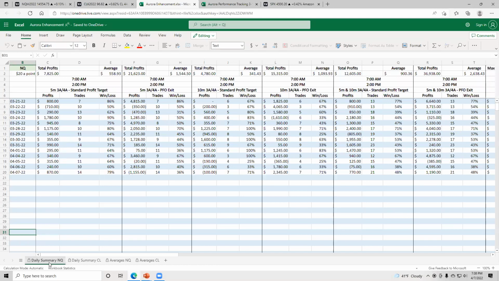So this is just taking the daily summary for NQ on the 3A and 4A. So let me just make sure I'm all the way over. Yeah, there we go. I'm going to give you what each of these columns is defining for us, and you can see what the performance has been.